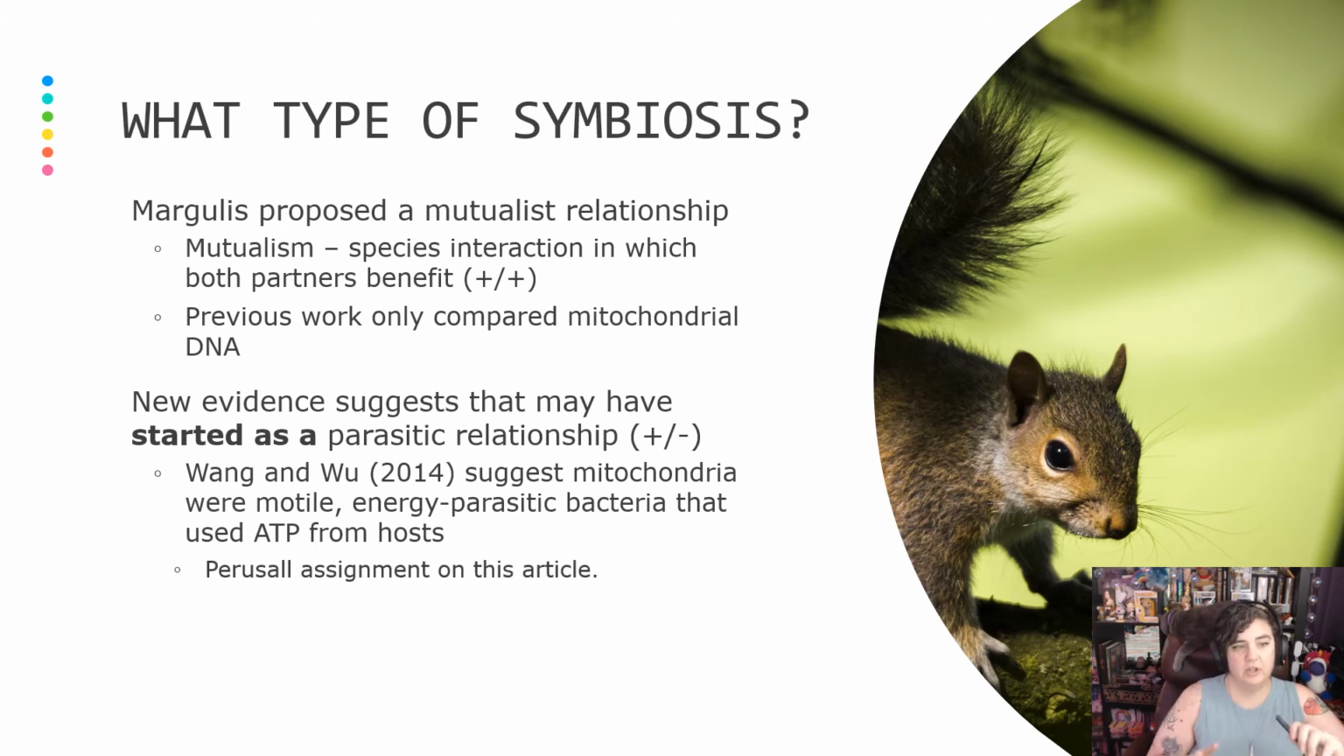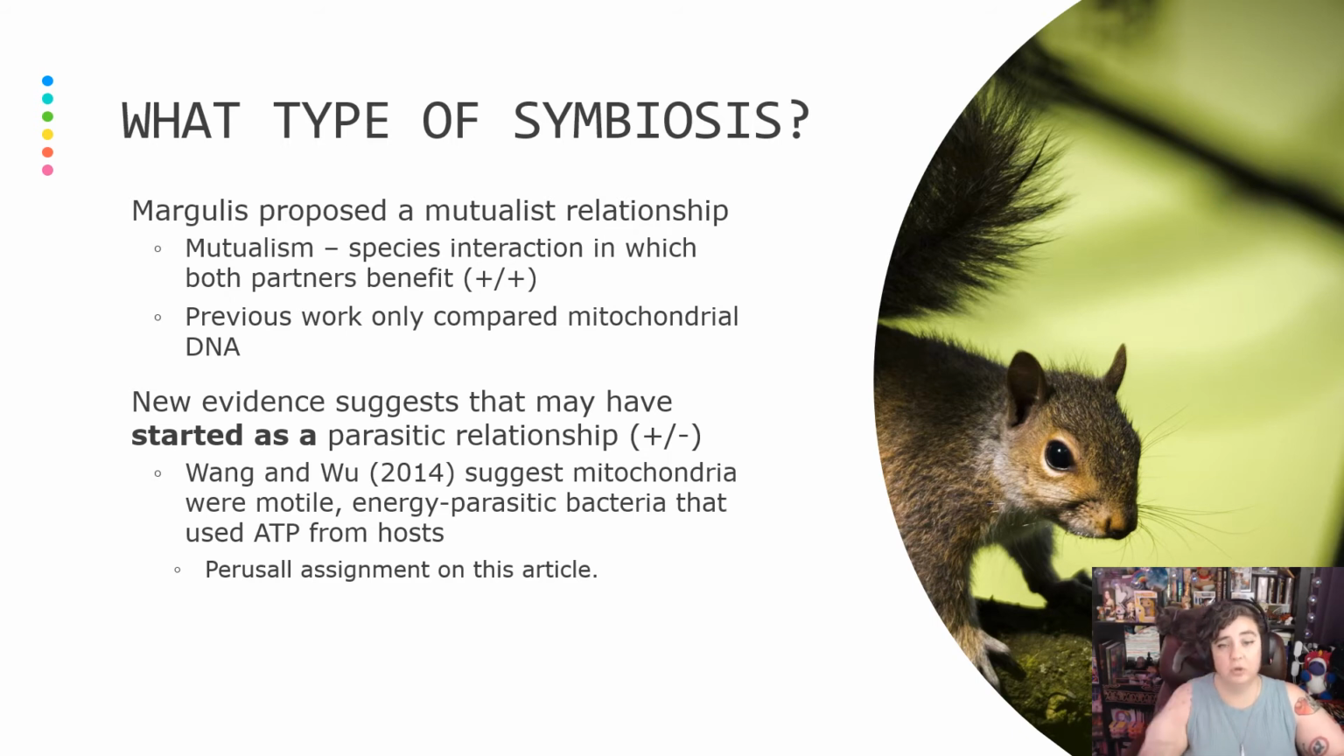So originally, and currently, we know that mitochondria are mutualistic. We know that mitochondria and the cells that have mitochondria in them have a mutualistic relationship where the cell itself will provide oxygen and the mitochondria will use that oxygen to create ATP that then functions to power the entire cell.